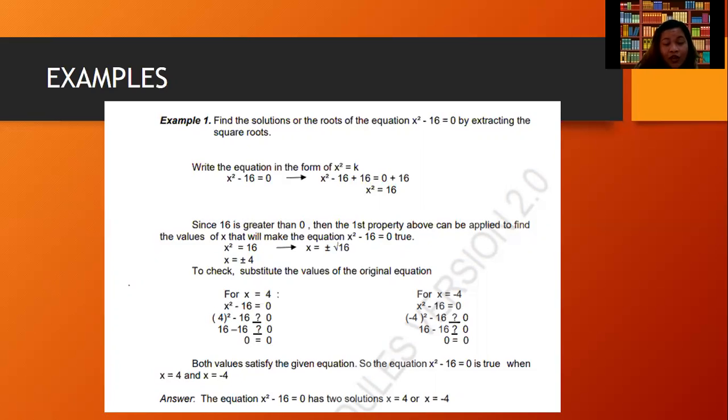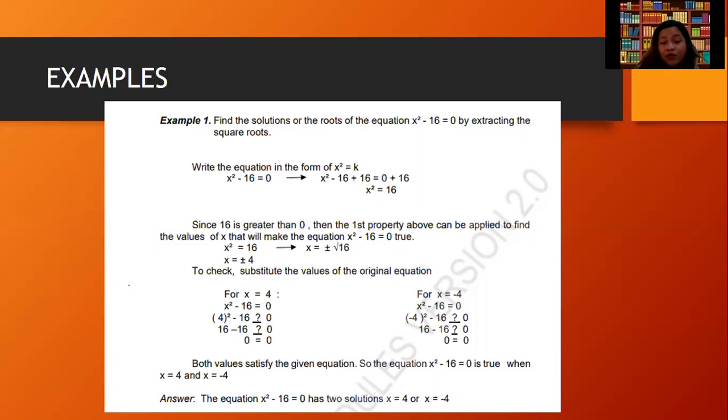To check, we will substitute the values in our original equation. To check if our answer 4 is correct, we substitute 4 in the given equation x squared minus 16 is equal to 0. We substitute 4 to x squared, so that will become 16. 16 minus 16 is equivalent to 0. So 0 is equal to 0. Therefore, x is equal to 4 is correct.